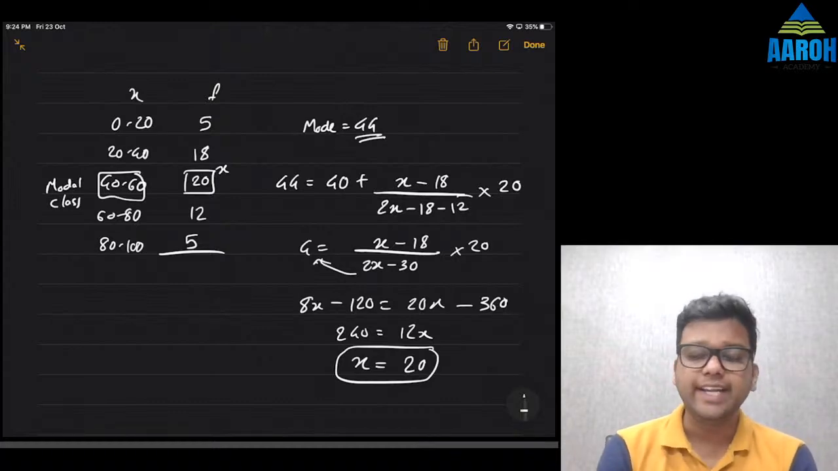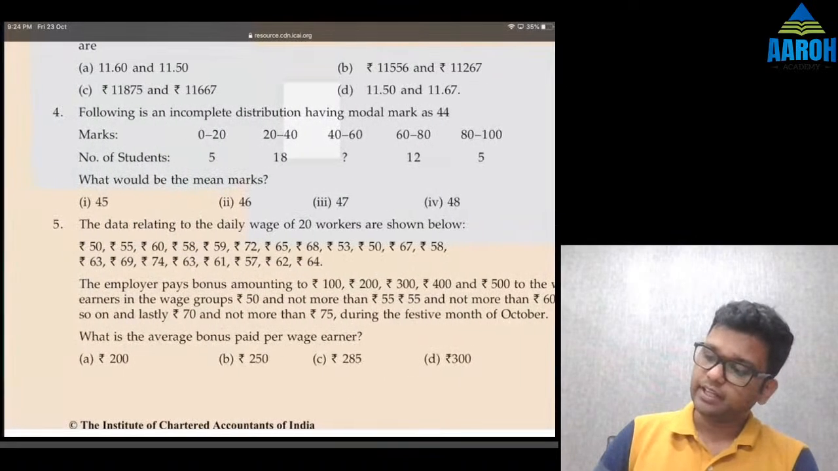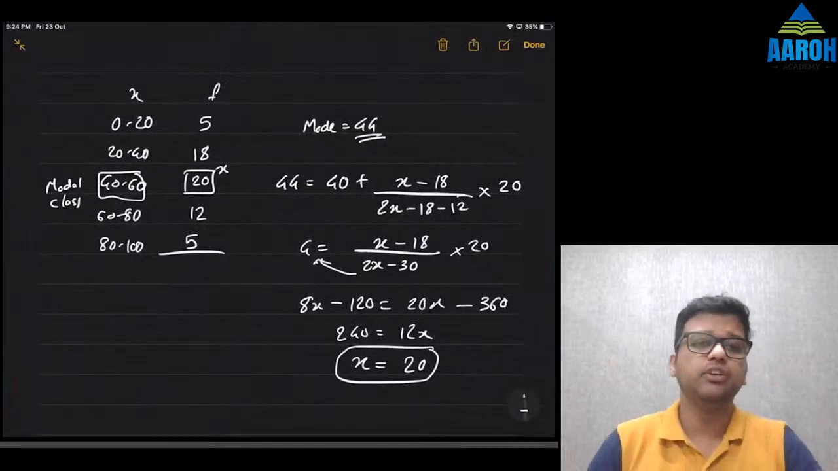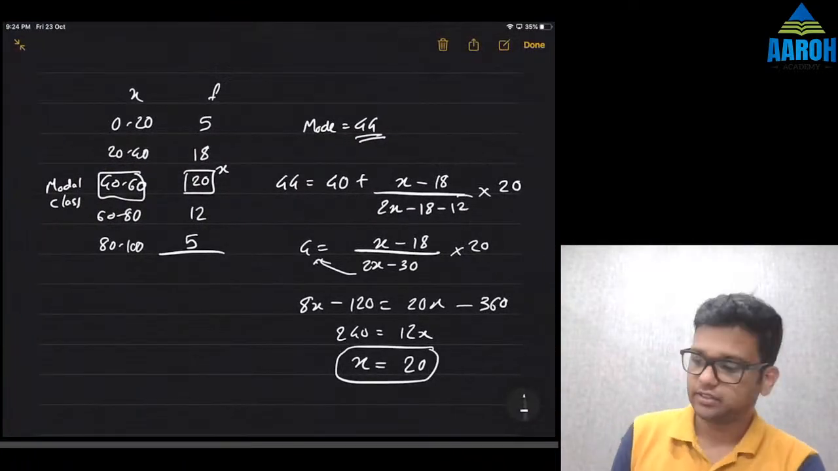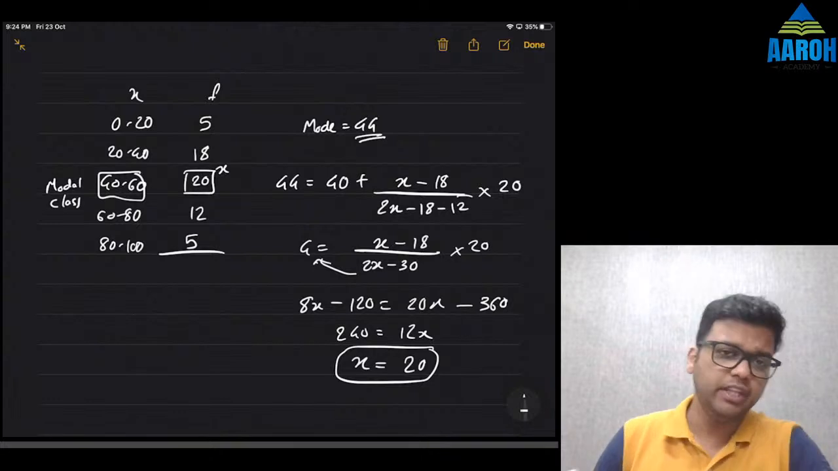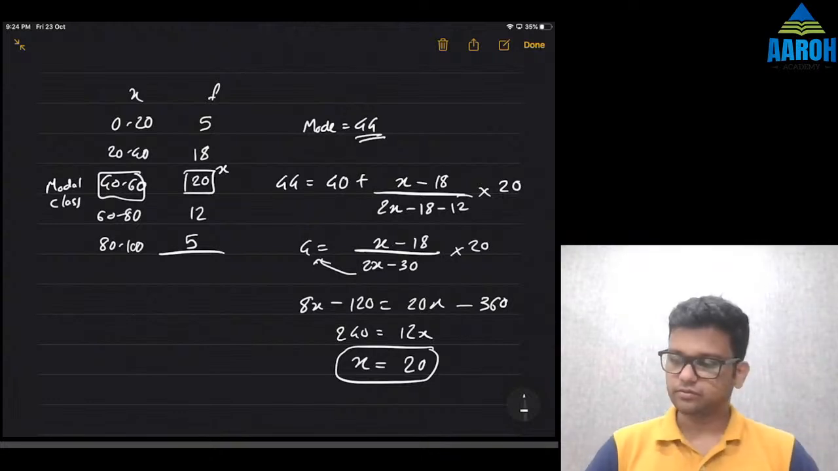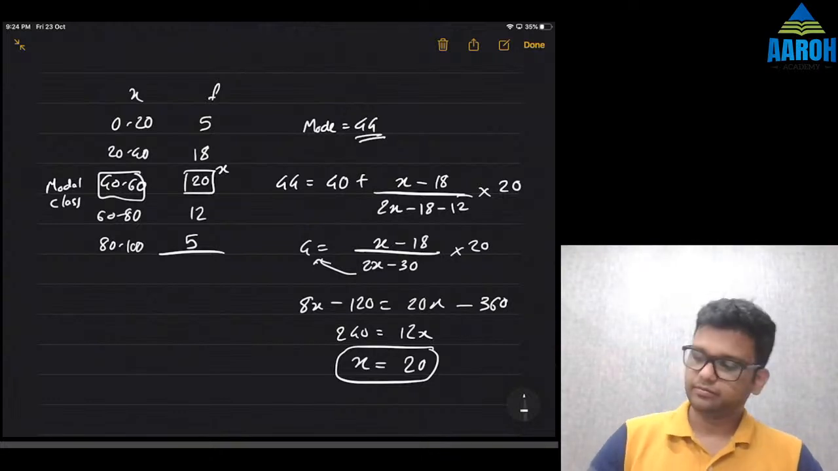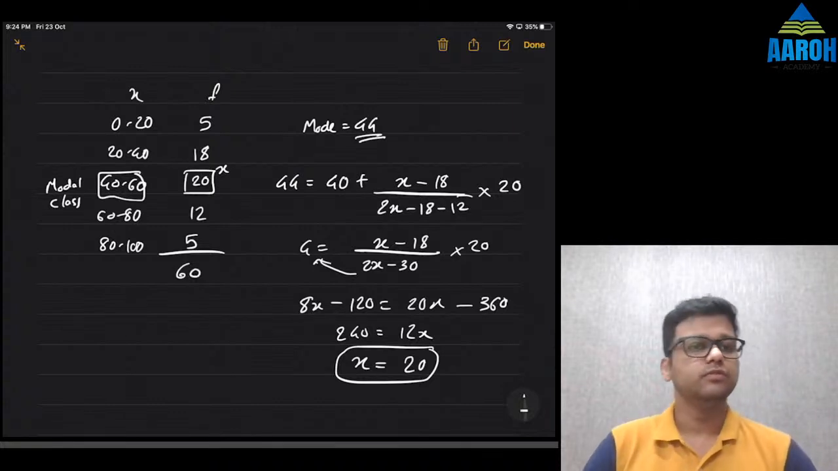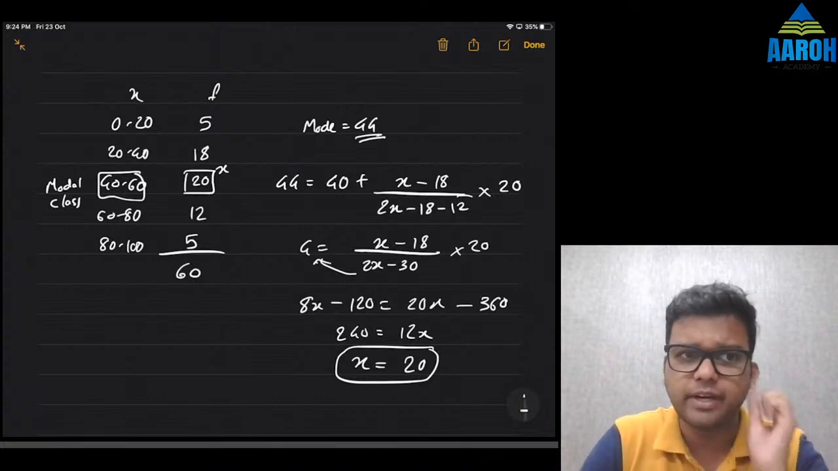Has everyone got 20? If yes, then they are asking calculate mean marks. So calculate mean of this data fast. For mean, we'll also have to take total. Find mean. If you have understood, then find mean.